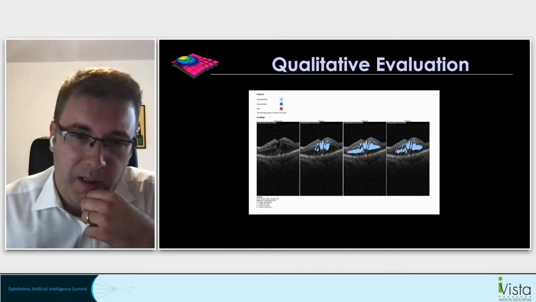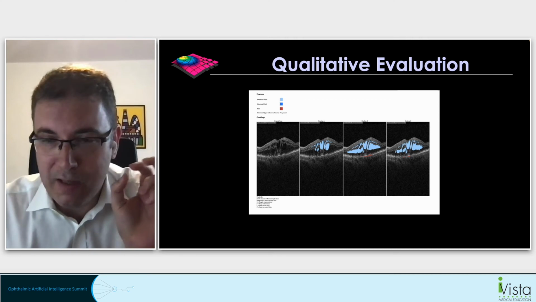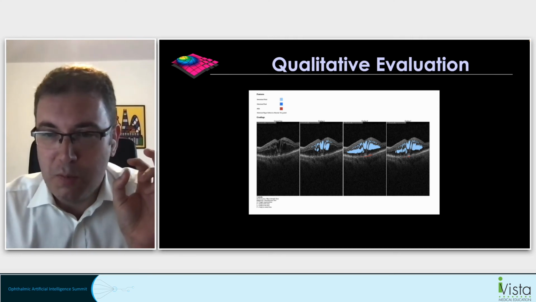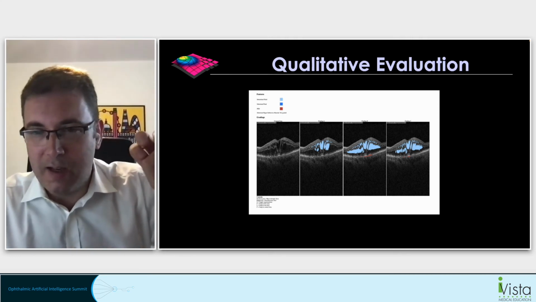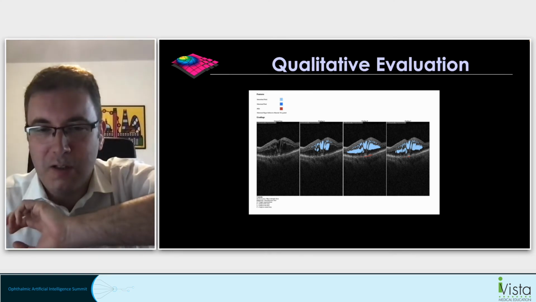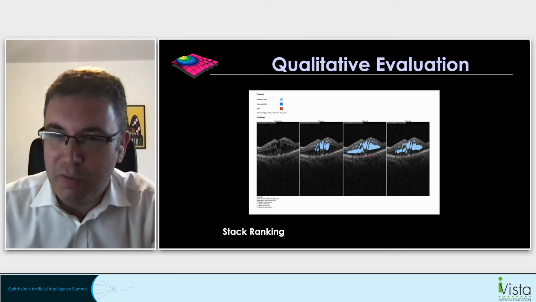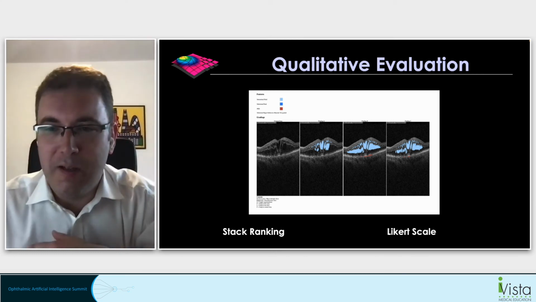Another interesting thing that we did was, in addition to doing quantitative evaluation, we did qualitative assessments. So we showed human experts the raw OCT scans, we showed reading center segmentations, and we showed an AI segmentation. And we didn't tell them which was which, but we asked them to say which one they preferred. We asked them to give Likert ratings, etc.